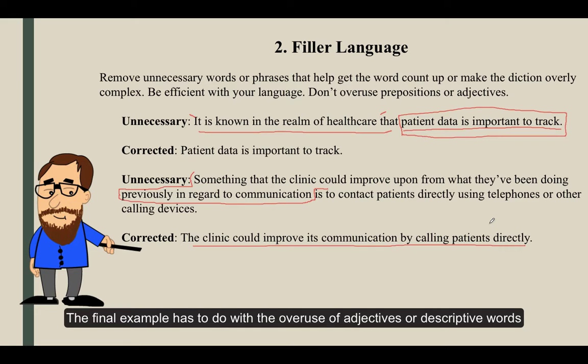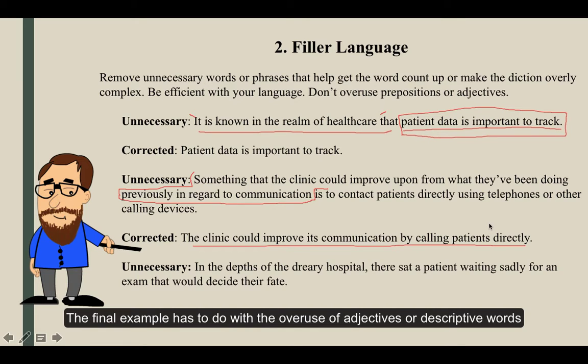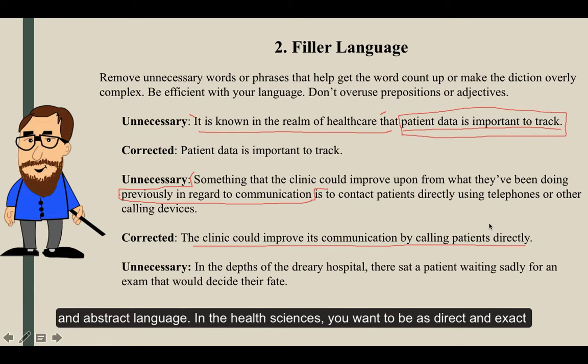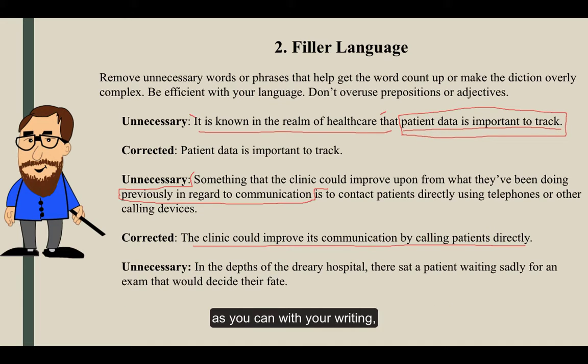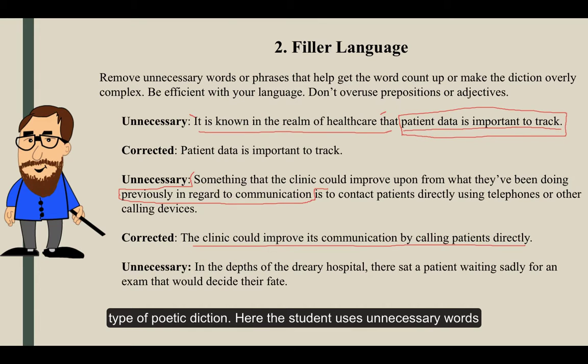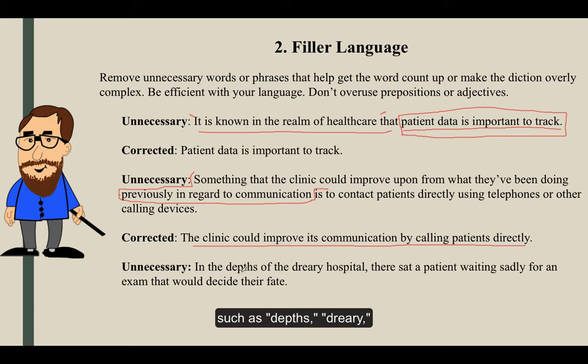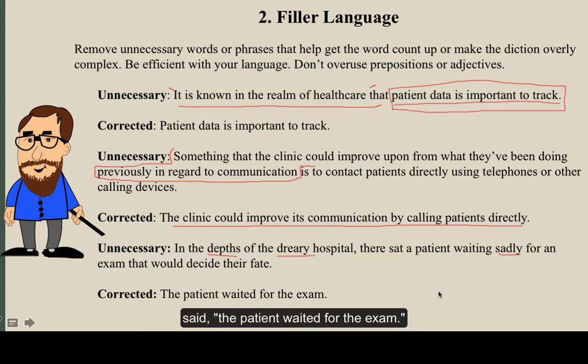The final example has to do with the overuse of adjectives or descriptive words in abstract language. In the health sciences, you want to be as direct and exact as you can with your writing, so stay away from bolstering your language with this type of poetic diction. Here the student uses unnecessary words such as depths, dreary, sadly, when they could have simply just said, "the patient waited for the exam."